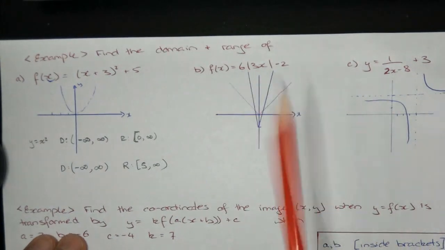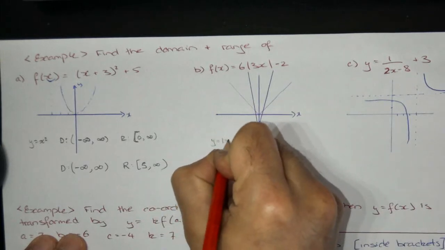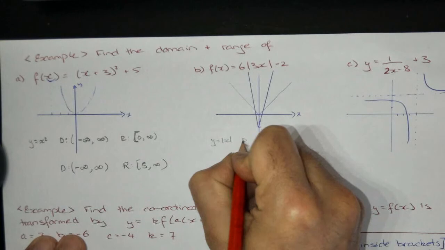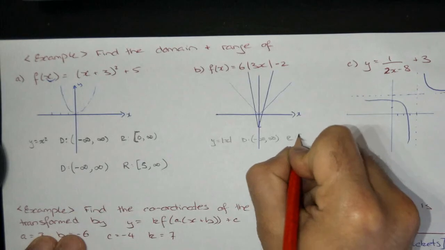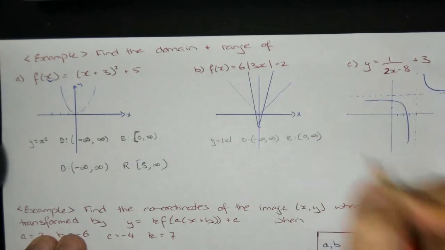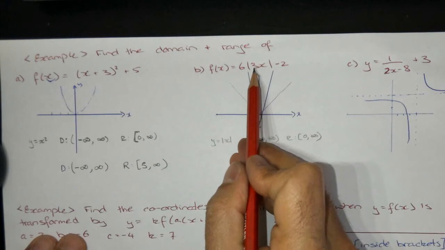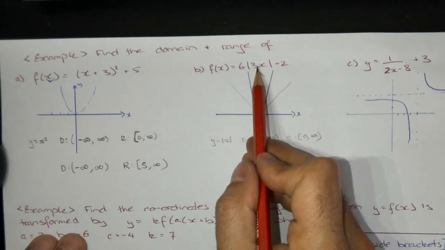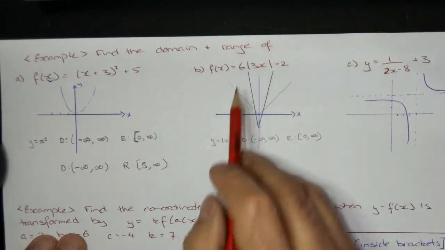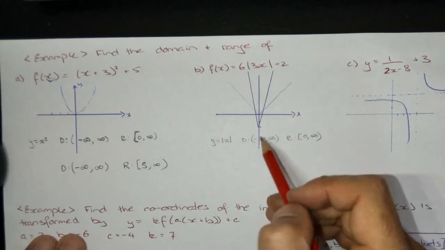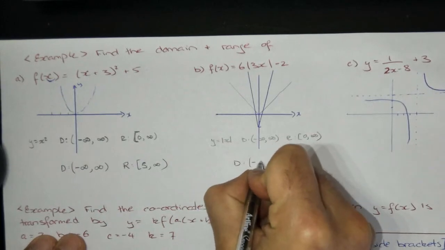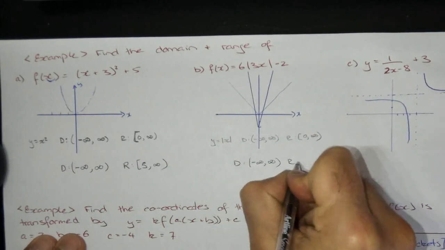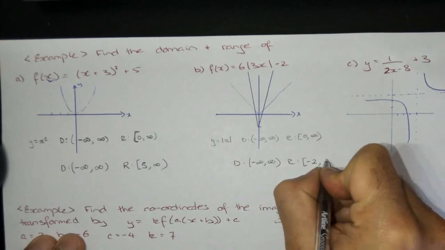Here we get our parent function of y = |x|. The domain is still the same, negative infinity to infinity, and the range is from 0 to infinity. Well, if we have a horizontal dilation of 3 and a vertical dilation of 6, it's really narrow. But if we translate it down, the new domain is still negative infinity to infinity, but the range has changed to negative 2 to infinity.